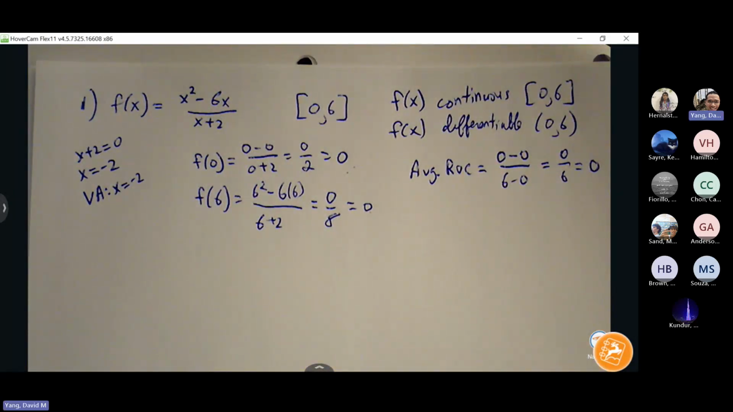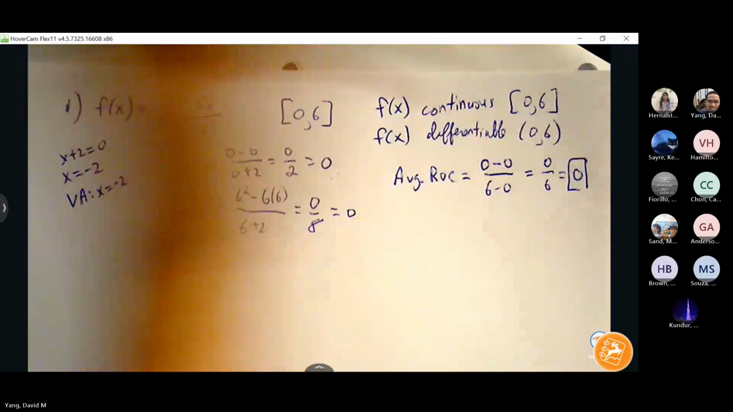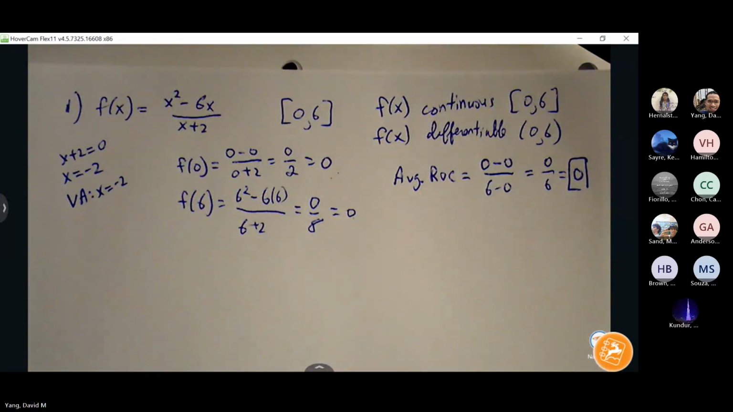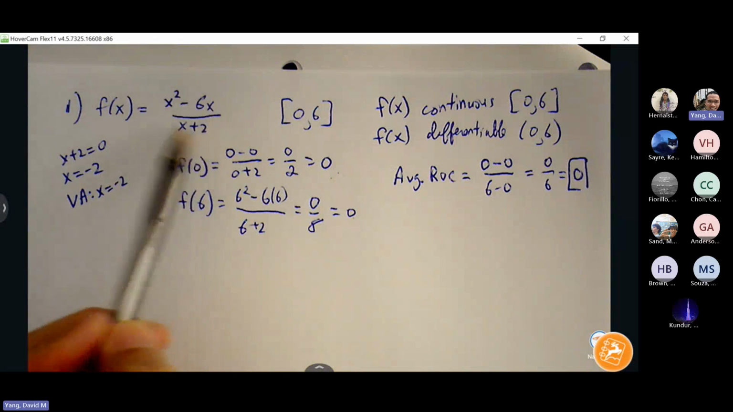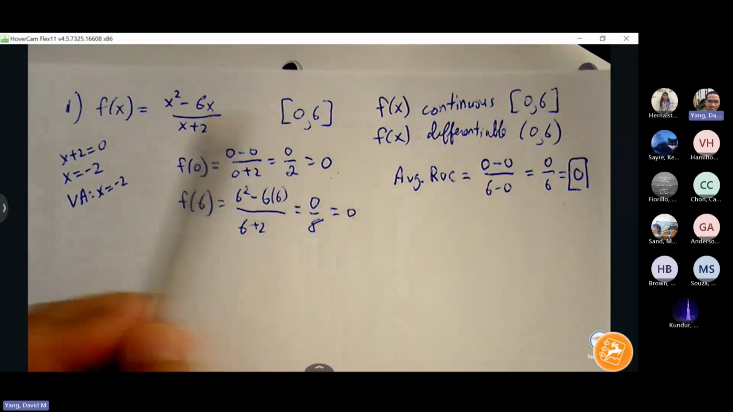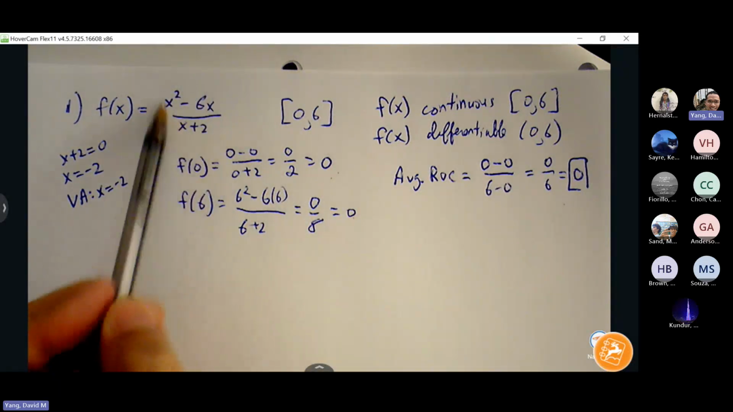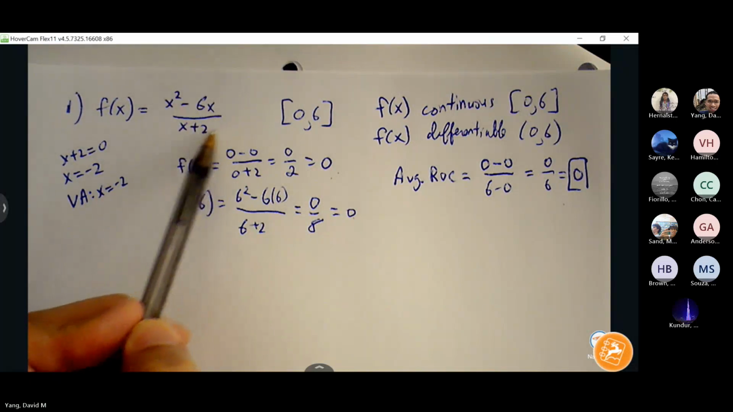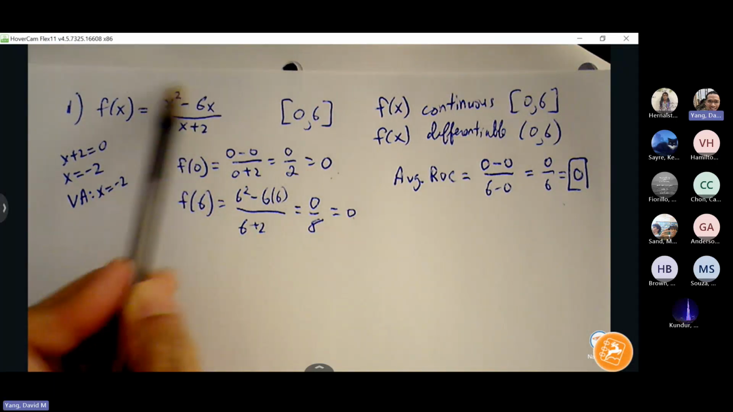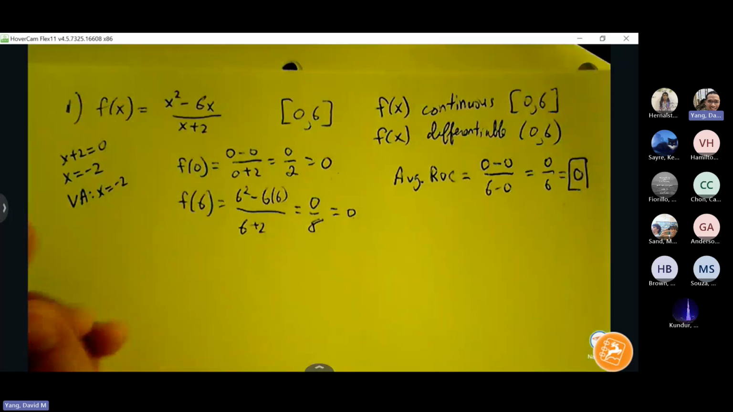Okay, next up, we have our average rate of change. And we have to set f prime equal to the average rate of change. But to get to f prime, I have to go through what? Derivative. What rule do we use? Quotient rule. Okay.